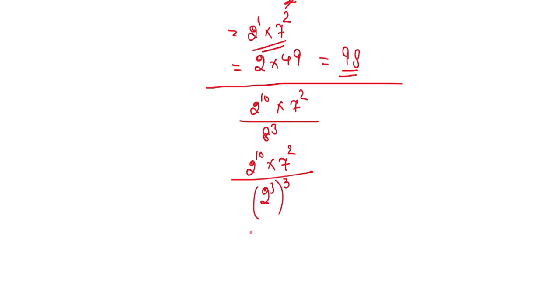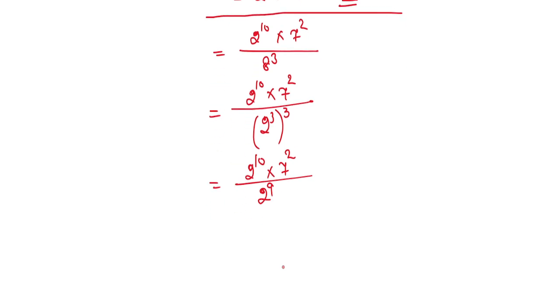So it is 2 raised to the power 10 multiplied by 7 raised to the power 2 and, if a power is raised to a power again, then you can multiply them. So 3 times 3 is 9. Now the base is the same and the powers are in division, so you have to subtract the powers. So it is 2 one time and 7 two times. So you get the same answer, that it is 98.